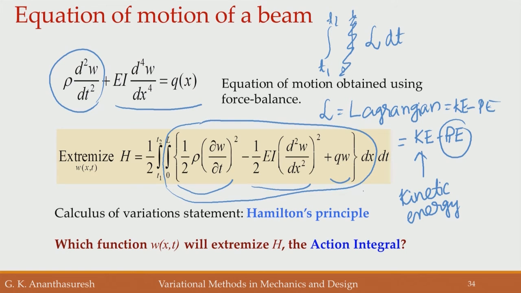What I have encircled now is your Lagrangian, and then this integral from T1 to T2 of L dt is what is called the action integral, or what we call the Hamiltonian sometimes. If you extremize this action integral with respect to W(x,t), then you get the equation of dynamic equilibrium, or what we call Newton's second law.